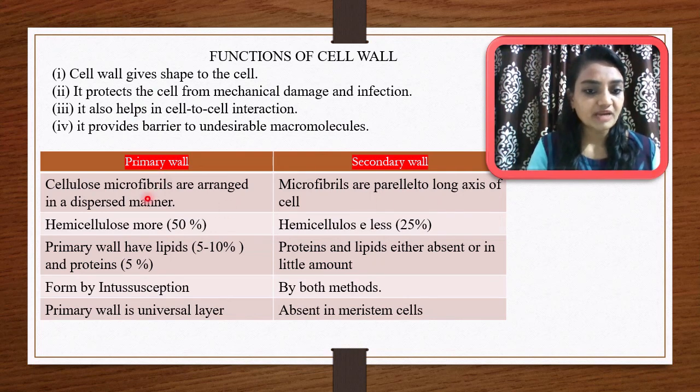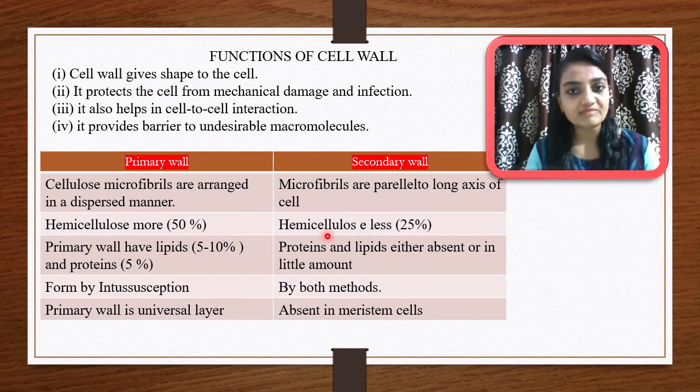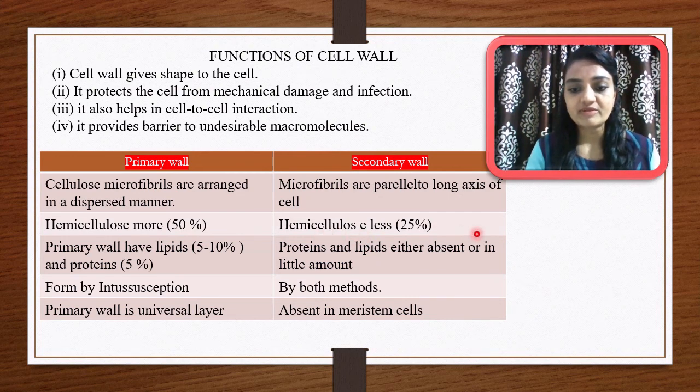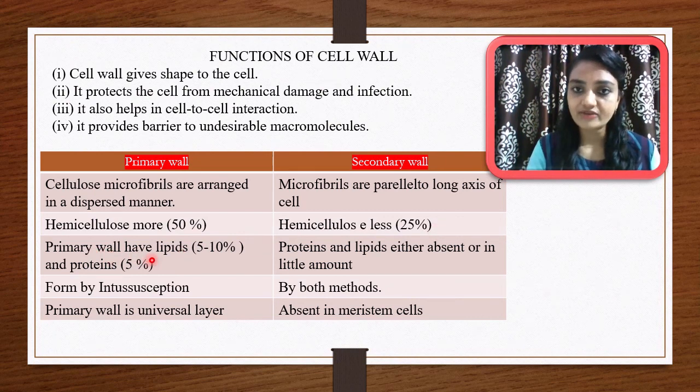Now in the primary cell wall, the amount of hemicellulose is high, about 50%, and in the secondary cell wall you will see hemicellulose will be present but in a lesser amount. It will be only 25%. The primary cell wall has lipids 5 to 10% and protein 5%, whereas in the secondary cell wall proteins and lipids may be absent, or present in a smaller amount than in the primary cell wall.